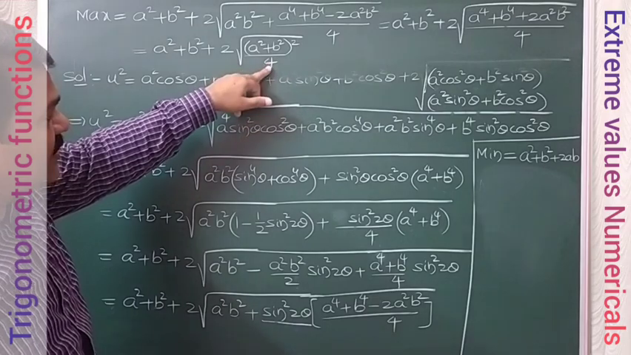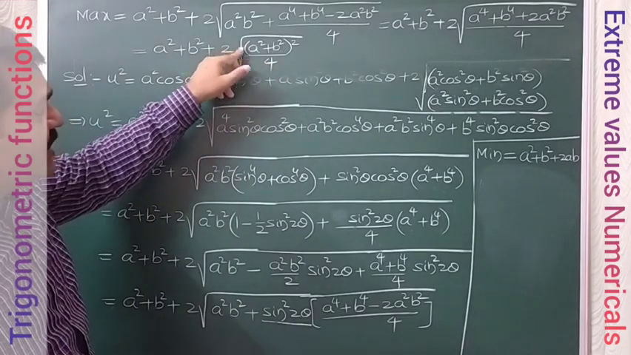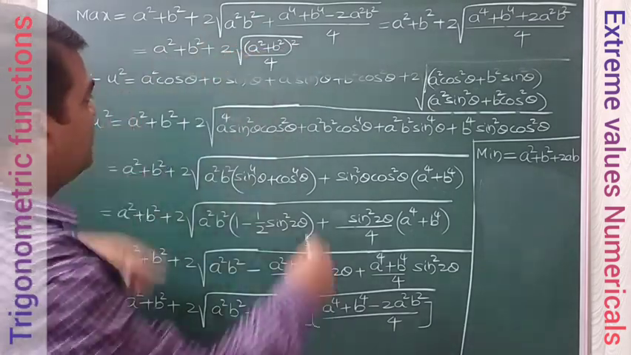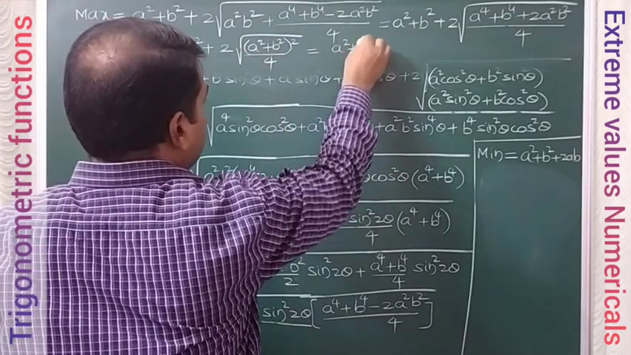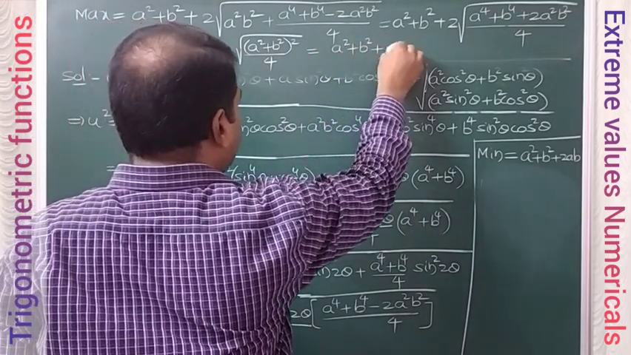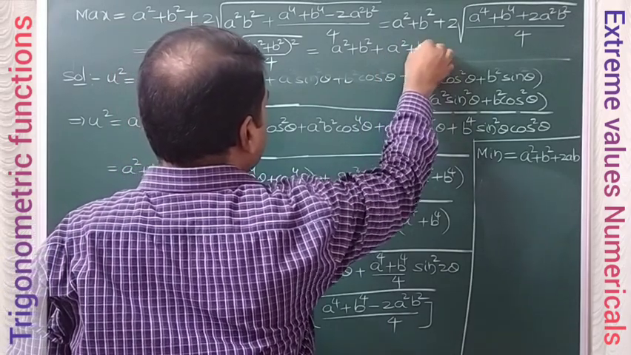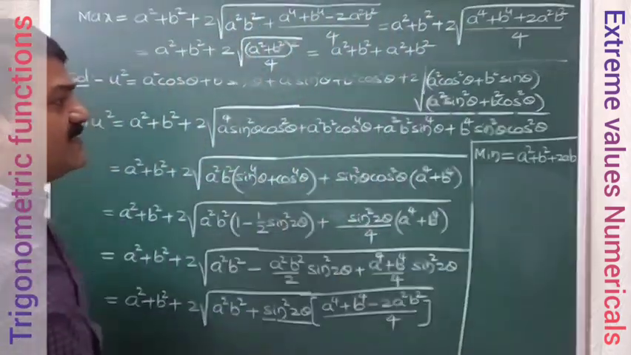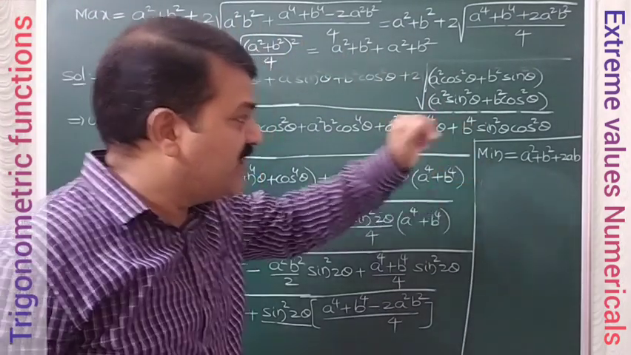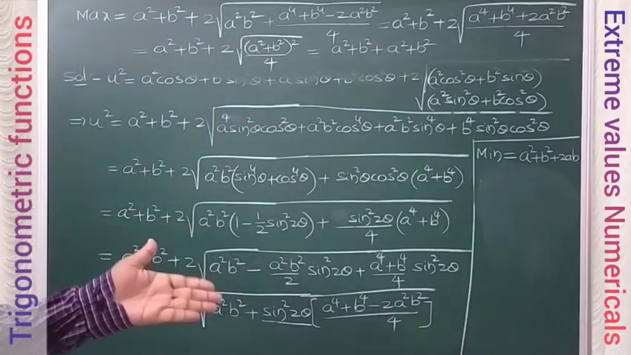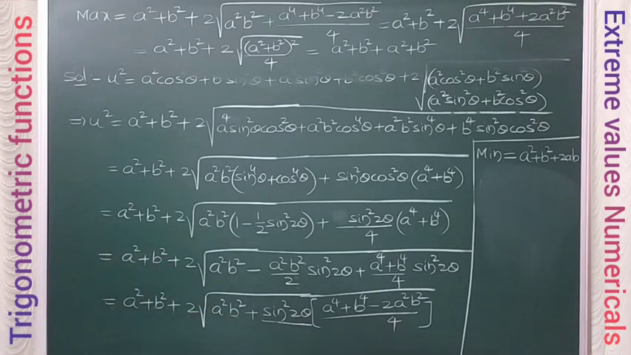So denominator 2, these two cancel. Under root a square plus b square means a square plus b square only. So therefore you will get a square plus b square plus a square plus b square, like this. So this is going to be the maximum value. This is going to be the minimum value. Difference of these two we want.